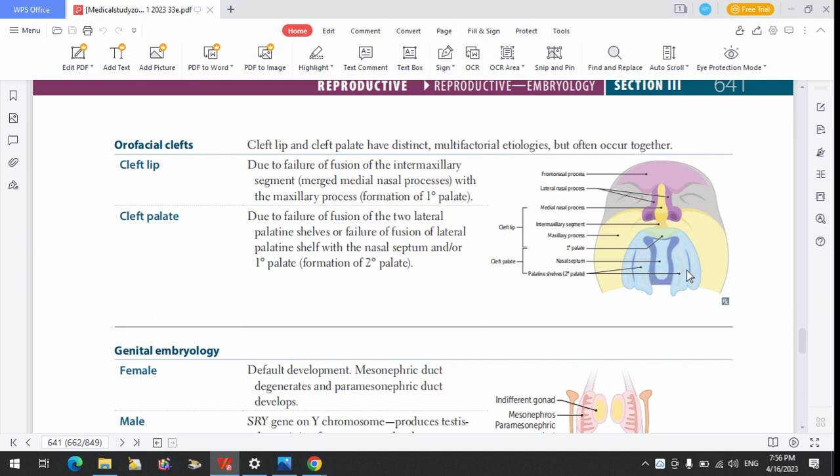So they are supposed to fuse together to form the palate in the mouth. But if they do not fuse, you can have cleft palate. That's one way. Another way is if one of these lateral palatine shelves fails to fuse with the nasal septum, you can also have a defect in that area. You can have it here or here. Or this same palatine shelf fails to fuse with your primary palate that you have formed by fusion of the medial nasal processes with the maxillary process.